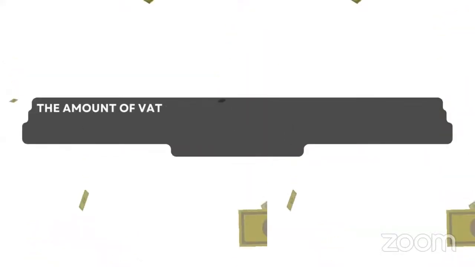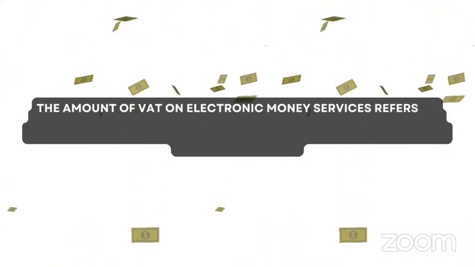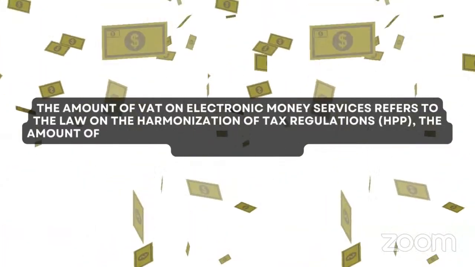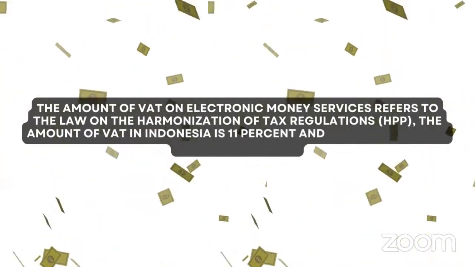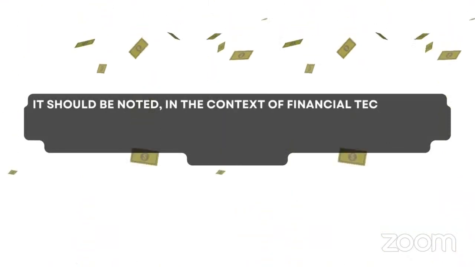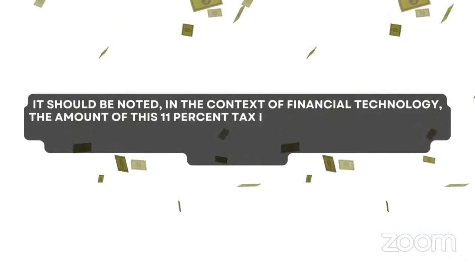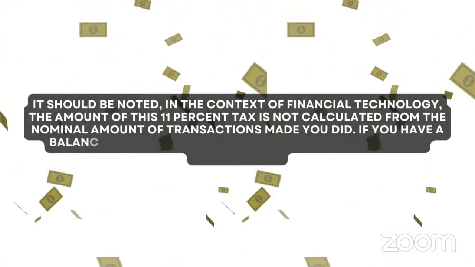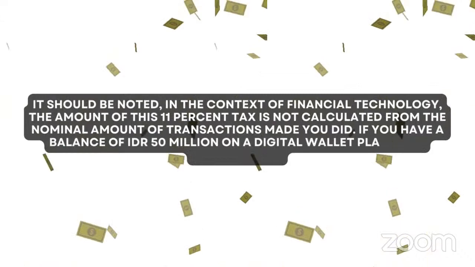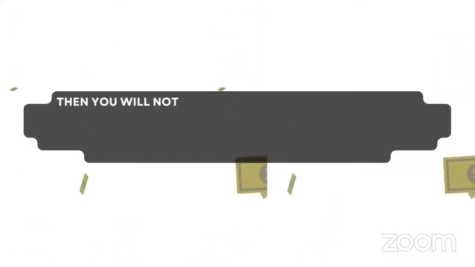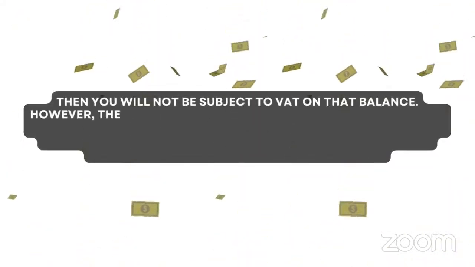The amount of VAT on electronic money services refers to the Law on the Harmonization of Tax Regulations, or HPP. The amount of VAT in Indonesia is 11% and has been in effect since April 1st, 2022. It should be noted, in the context of financial technology, the amount of this 11% tax is not calculated from the nominal amount of transactions you made. If you have a balance of 50 million Indonesian rupiah on a digital wallet platform, for example, then you will not be subject to VAT on that balance.